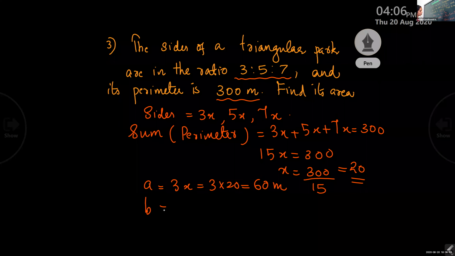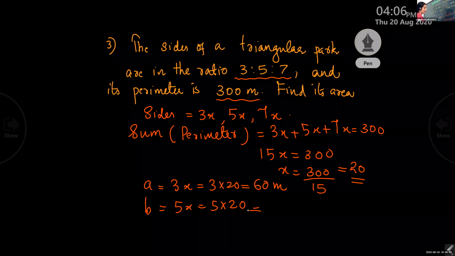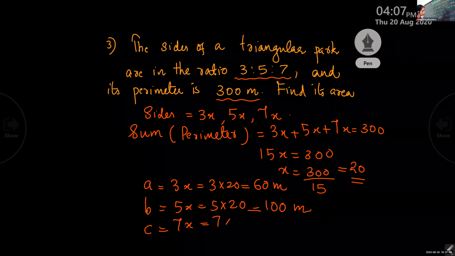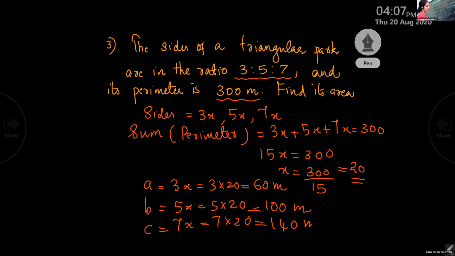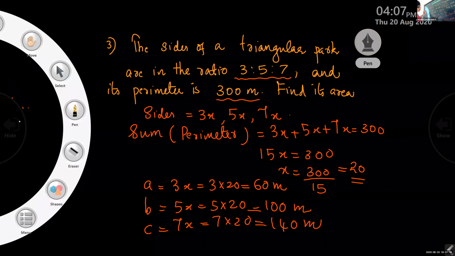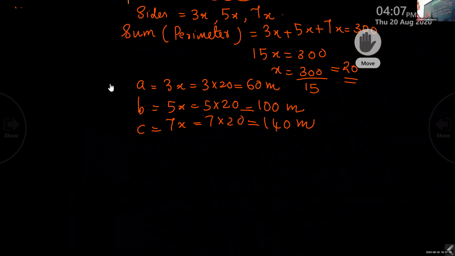And b equal to 5x equal to 5 into 20, and it is 100 meter. And c equal to 7x equal to 7 into 20, that is 140 meter. So you got 3 sides. Is it clear now? You got the 3 sides by substituting 3x, 5x and 7x.